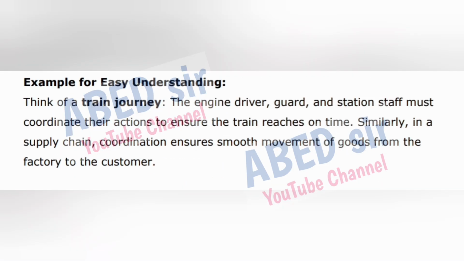Example for easy understanding. Think of a train journey. The engine driver, guard, and station staff must coordinate their actions to ensure the train reaches on time. Similarly, in a supply chain, coordination ensures smooth movement of goods from the factory to the customer.